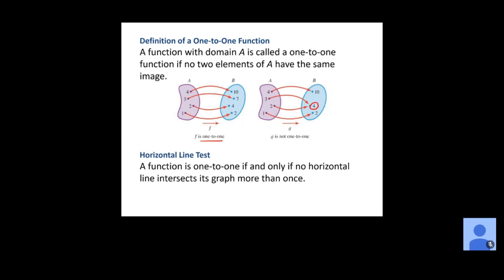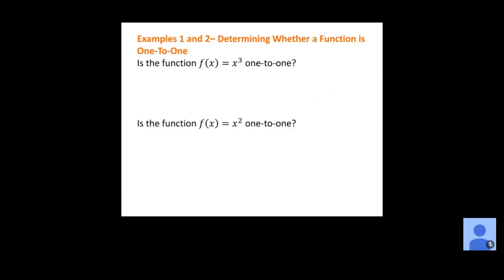Now, the reason this is important is that when we get to inverse functions, only one-to-one functions have inverses that are also functions. We can still find the inverse of things that aren't one-to-one, but those inverses won't be functions anymore. All right, so here we go.